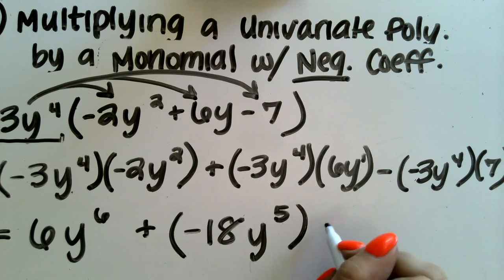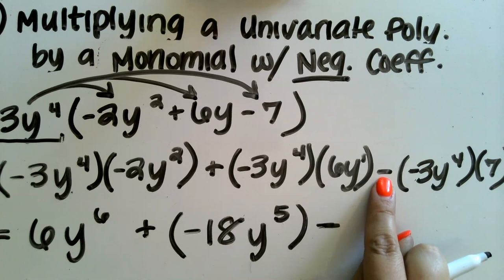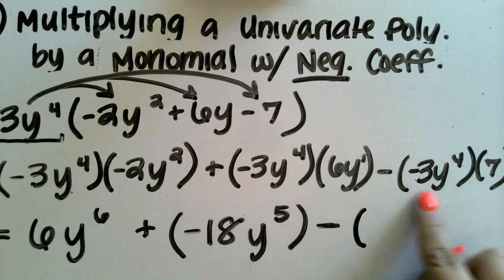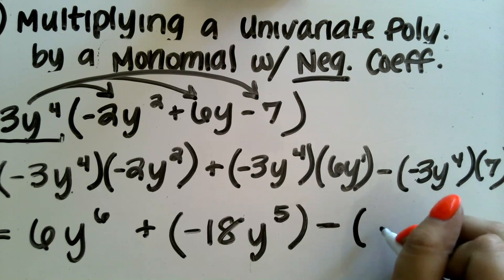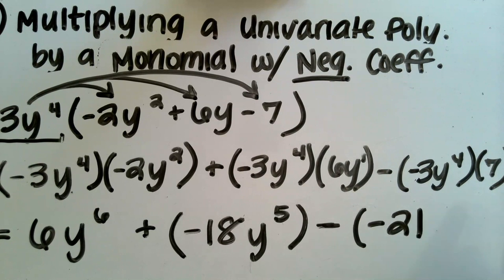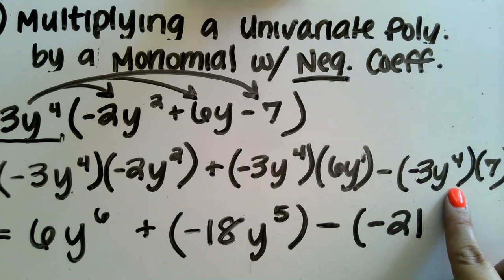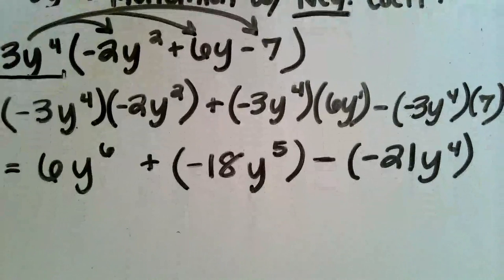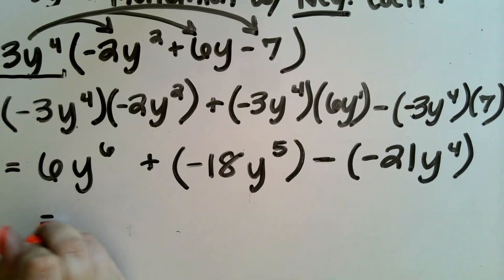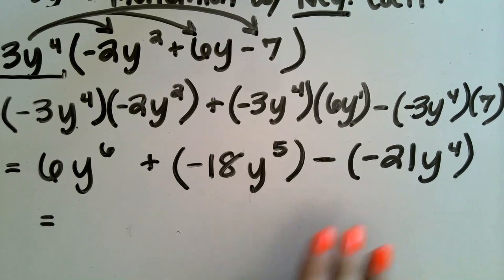And then finally, over here, I'm going to bring down this subtraction. And again, I know my result is going to be a negative again, so I'm going to use those parentheses. Negative 3 times a positive 7 is negative 21. But there's no y's involved in this 7, so I'm just multiplying it by nothing. So I'm just going to have y to the fourth, okay? Now, just a couple more steps that I need to simplify. We're almost done. We just need to clean up these parentheses a little bit.